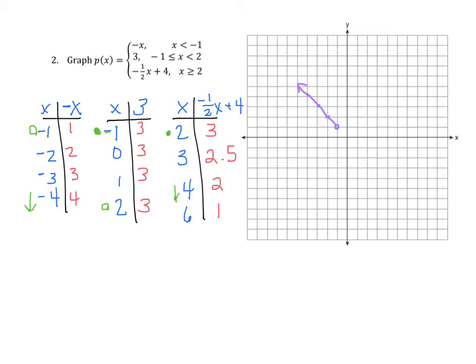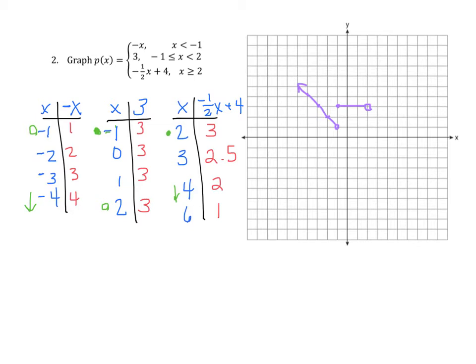Okay, next is the middle function, and that's negative 1, 3, 0, 3, 1, 3, 2, 3. And so you have this horizontal line at y equals 3. But it starts at negative 1, 3 with a closed circle. So negative 1 up 1, 2, 3 with a closed circle, and it ends at positive 2 with an open circle. And then all of the other ones are just equal to 3. So it should look something like that.